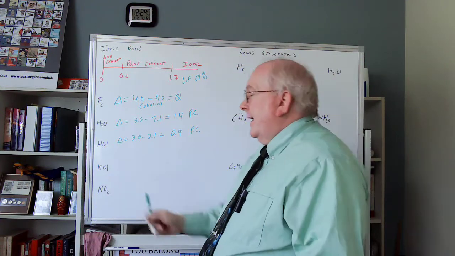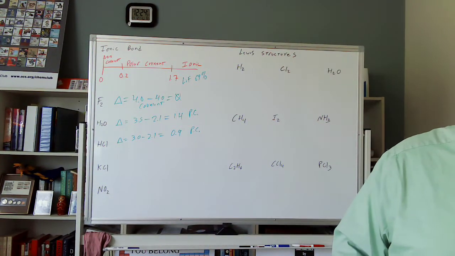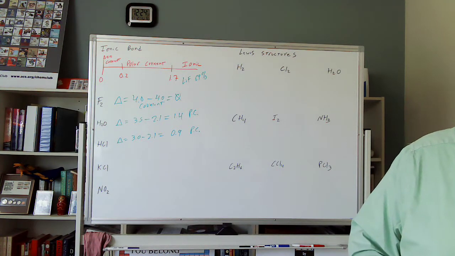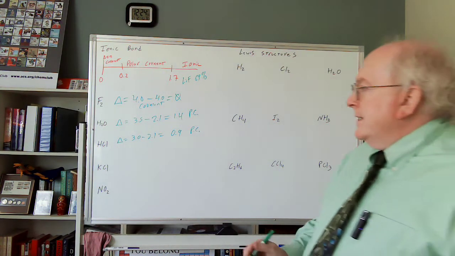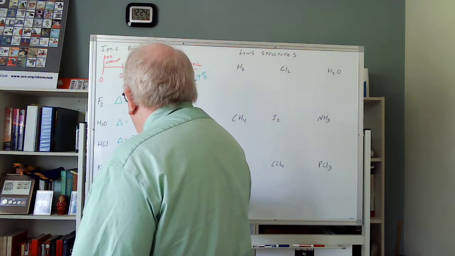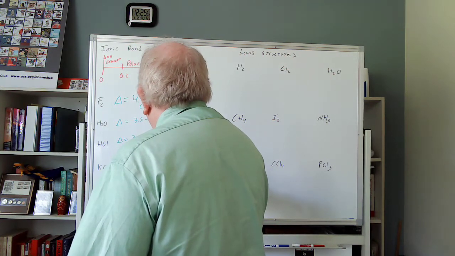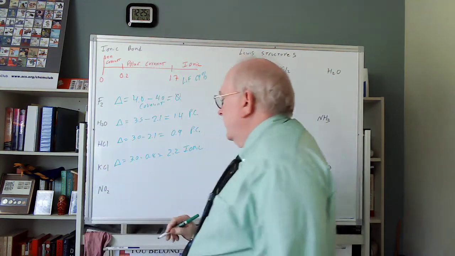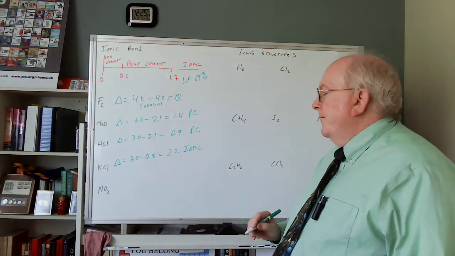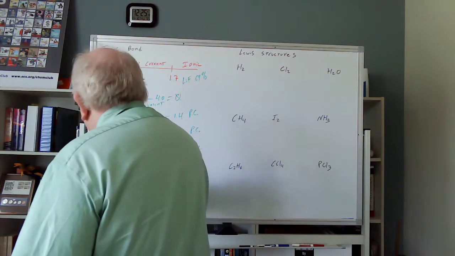Now KCl, we're getting into some bigger numbers here. For the potassium, it's 3.0 minus 0.8. That equals 2.2. That's pretty darn ionic. Now, I think I forgot to put CH4 here. Let's move CH4 in.